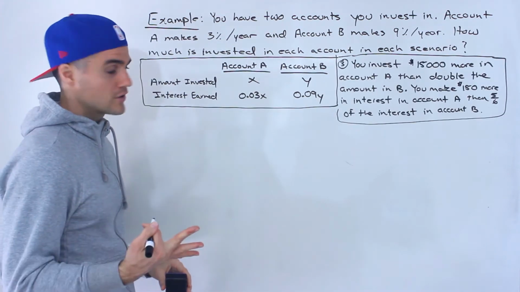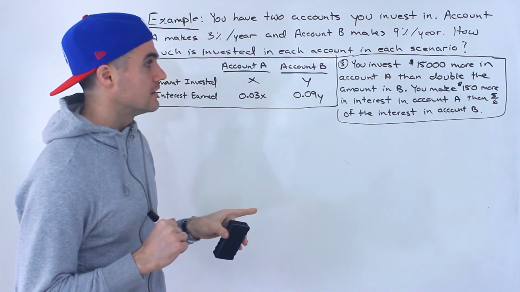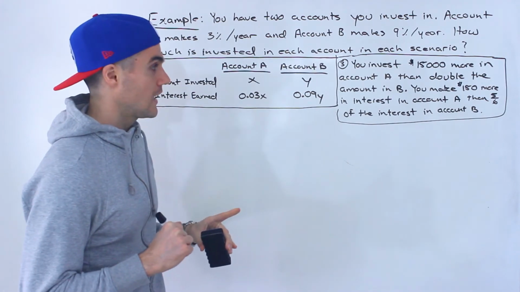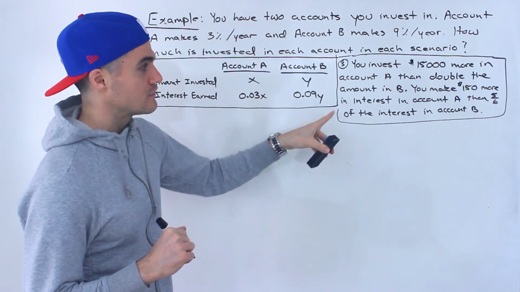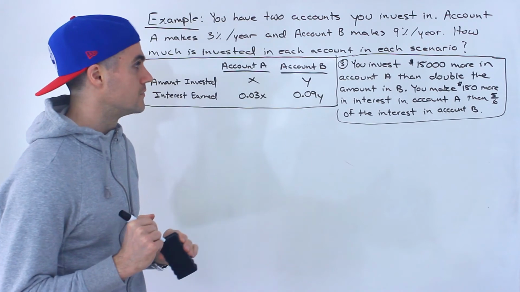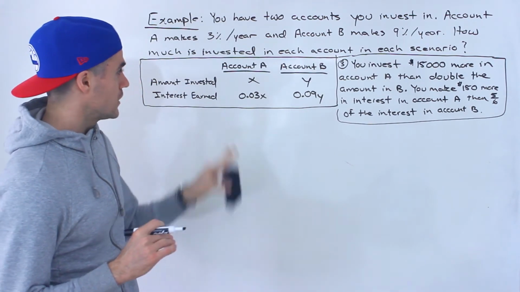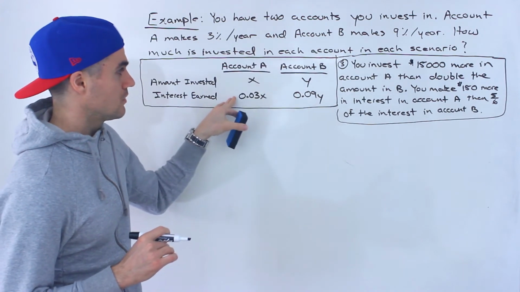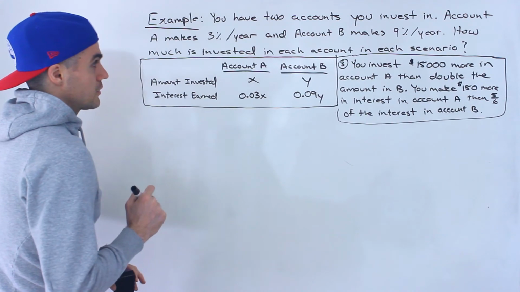Moving on to the third scenario, so you invest 15,000 more in account A, then double the amount in account B, and then you make $150 more in interest in account A than 5/6 of the interest in account B. So this scenario out of the three, I feel like it's going to be the toughest one. Notice I still have that chart written out here that we made in the first scenario. So let's try to create some equations.